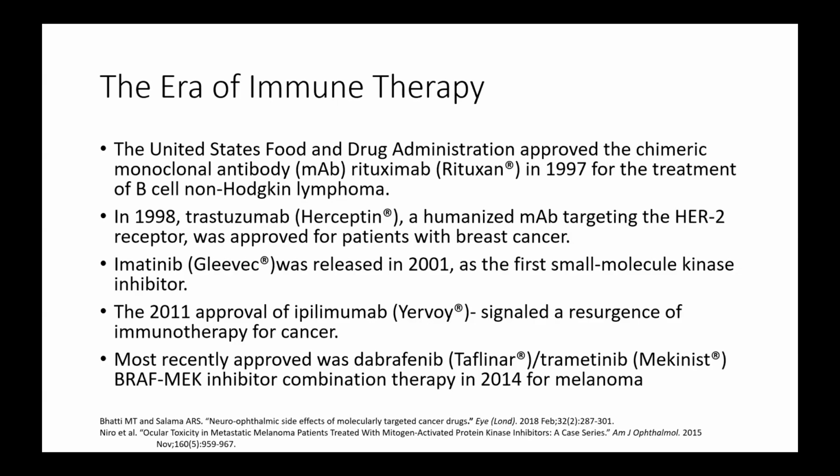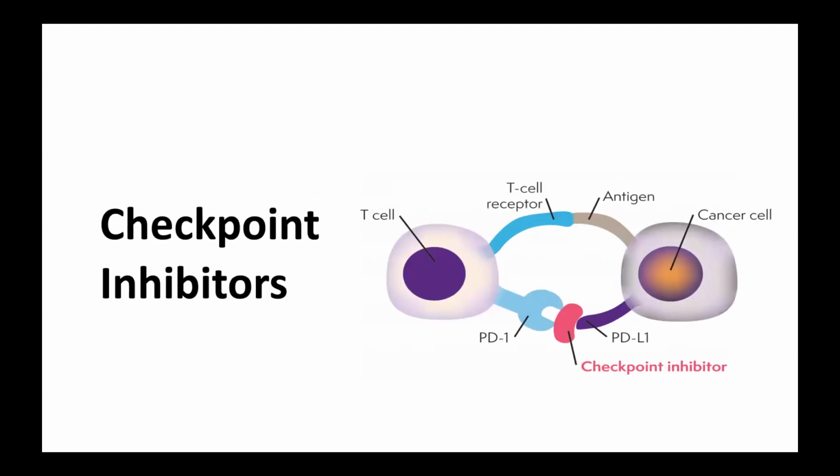Some of the medications we're going to be talking about today were released in the United States in 2011, the first of which was ipilimumab, which was the first of the checkpoint inhibitors. And then in 2014, the MEK-BRAF inhibitors were FDA approved for treatment of metastatic non-operable melanoma, but have since had expanding indications to treat solid organ tumors. So let's move on to the checkpoint inhibitors.